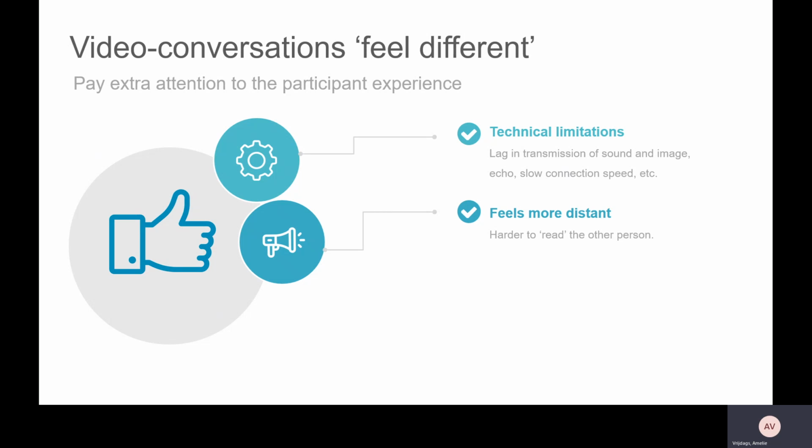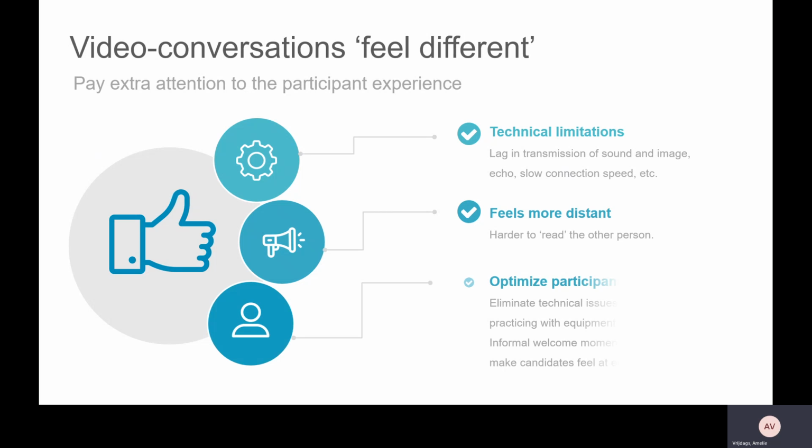That is why it is important in a remote assessment center to pay sufficient attention to the participant experience. First of all, by attempting to eliminate any technical issues as much as possible beforehand, by practicing with the equipment and testing if everything works well. And secondly, by scheduling a brief informal moment between assessor and participant before the actual assessment center starts, for them to get to know each other a little bit and to allow a feeling of connection to be established before the assessment center starts.